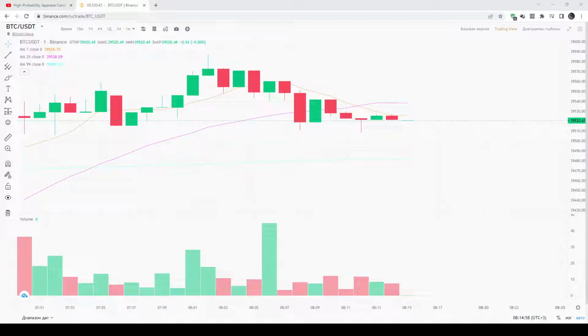Here the market was trending up. The first candle in the pattern indicates trend continuation. The second one is a short candle indicating price consolidation.